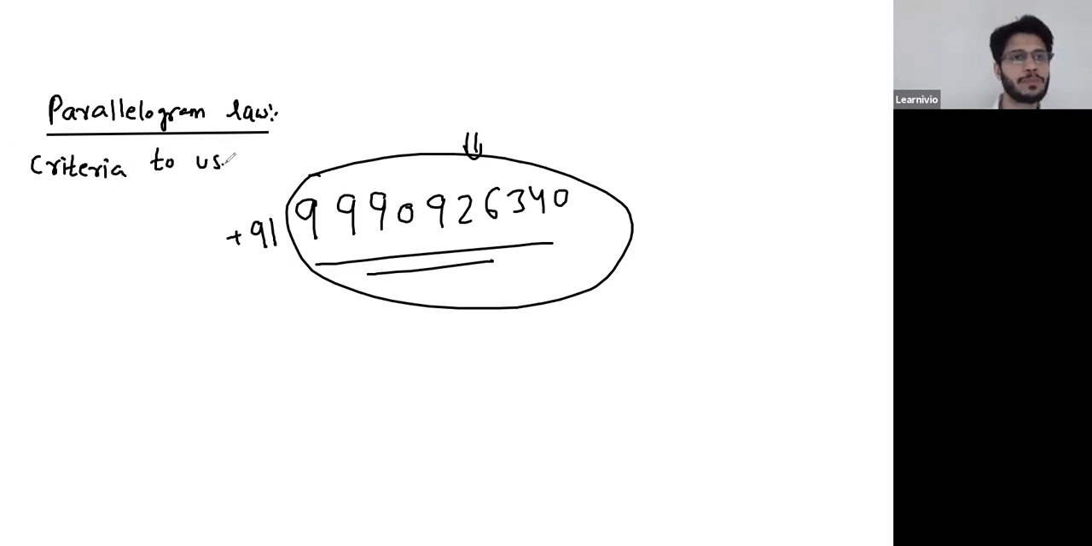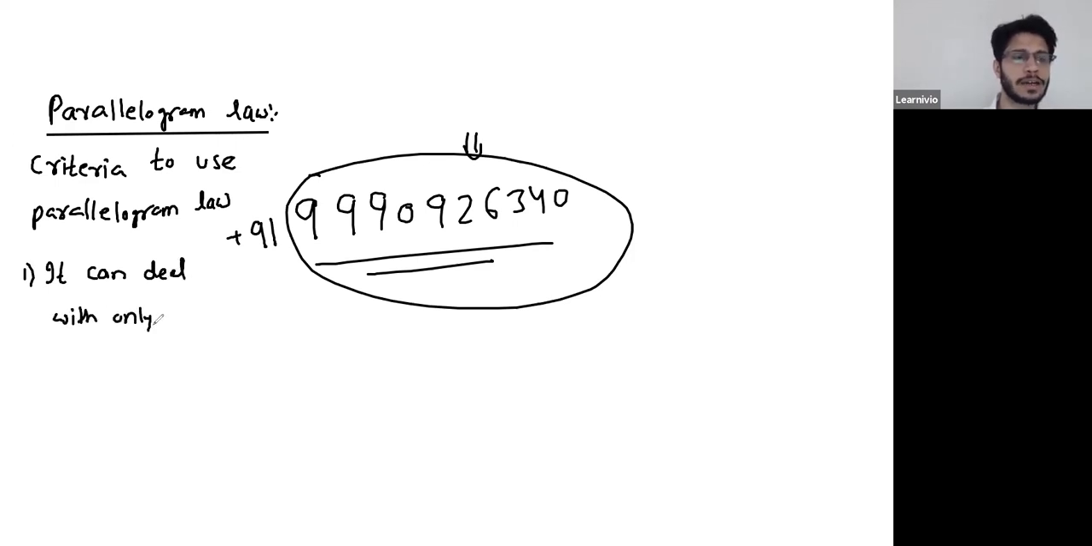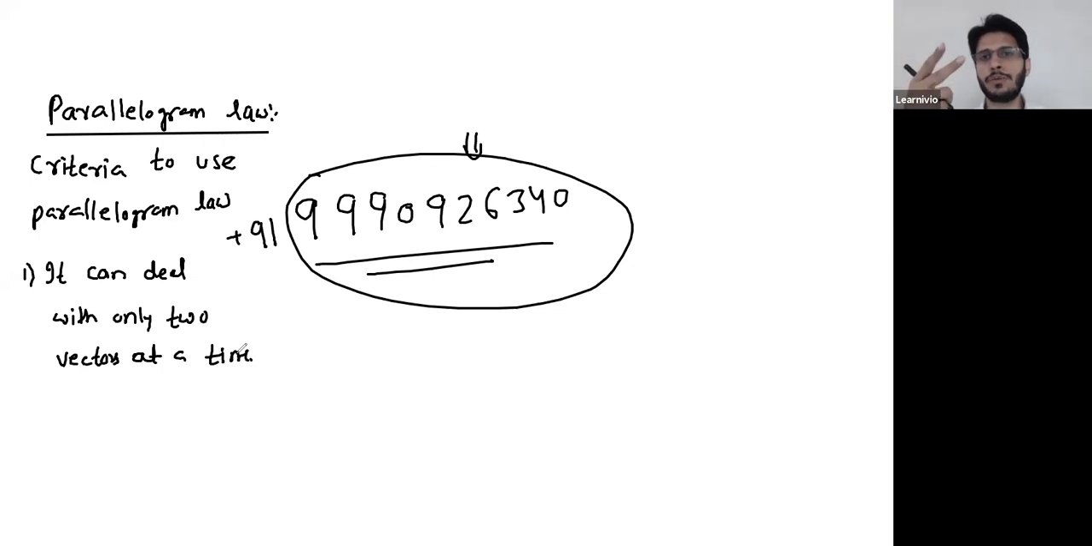Criteria to use the parallelogram law. The first criterion is that you can use the parallelogram law only for two vectors at a time. It can deal with just two vectors at a time. It can't deal with more than two vectors.